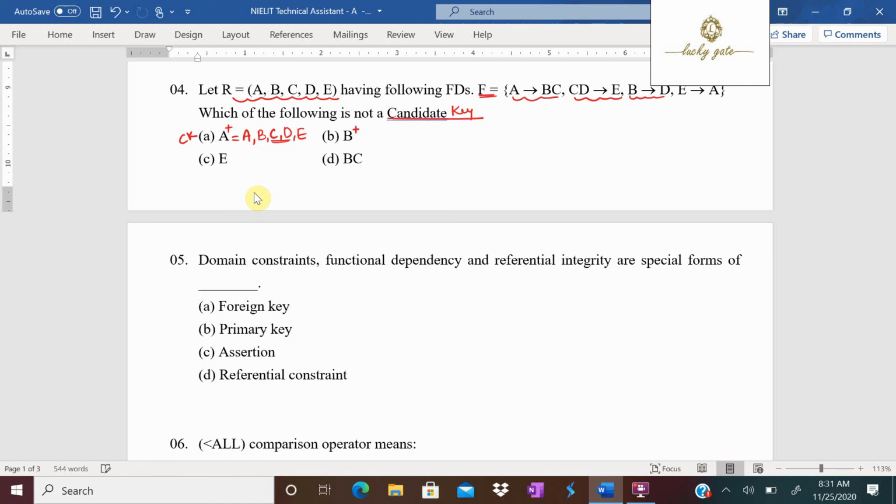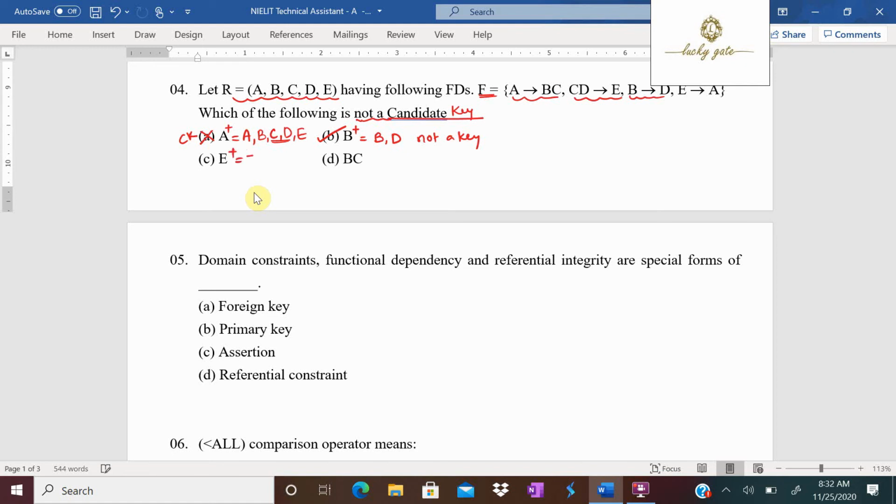Similarly, you check for B closure. What is B closure? B, D. Is B closure containing all attributes? No, because it is not containing all attributes, B is not a key. Not a key. But the question is about not a candidate key. Yes, B is not a candidate key. Answer is option B. So option A is wrong. I will show you why C and D are also wrong.